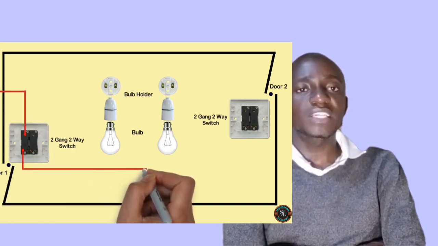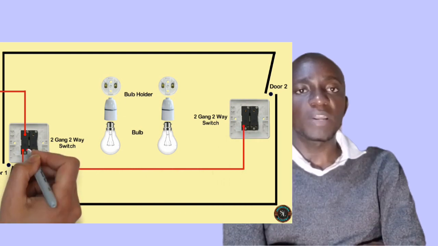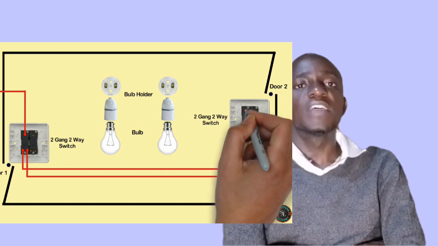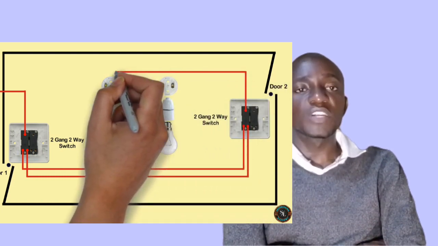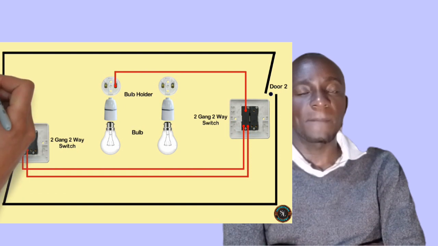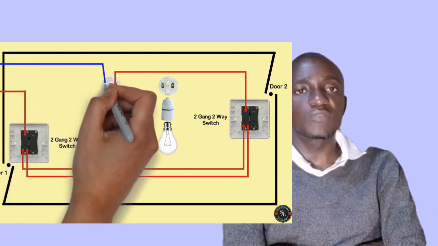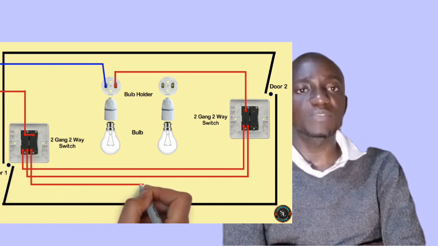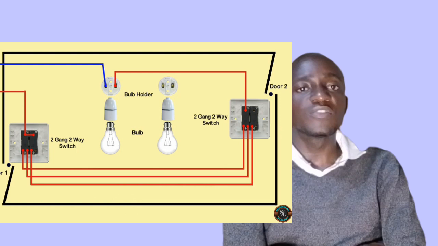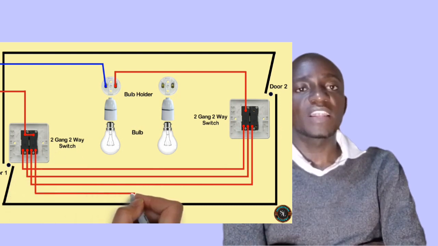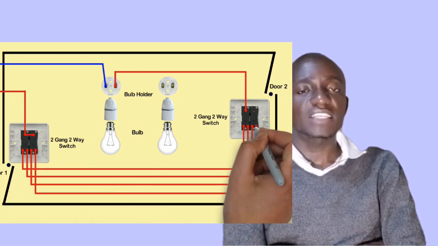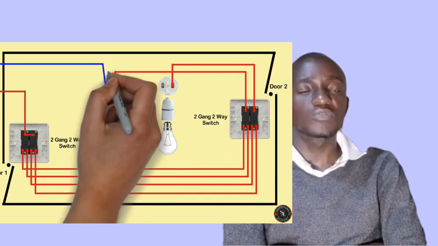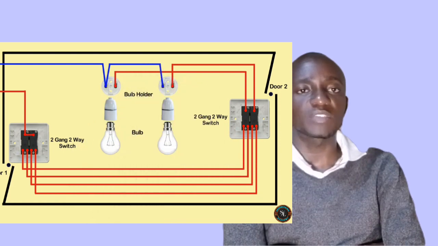If we are connecting many lamps to operate in two-way switching method, then the connection will be just as I have explained. But as I said in one-way switching, you'll have to connect those lamps in parallel, such that the neutrals are joined together and the lives are also joined together. That's how we connect a two-way switching system to operate many lamps.